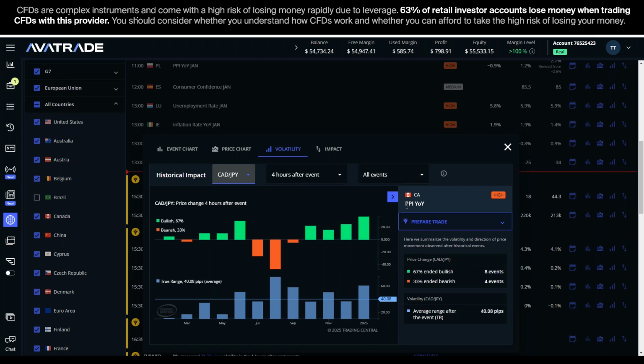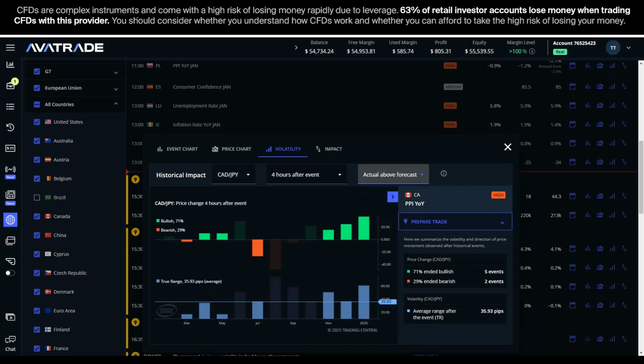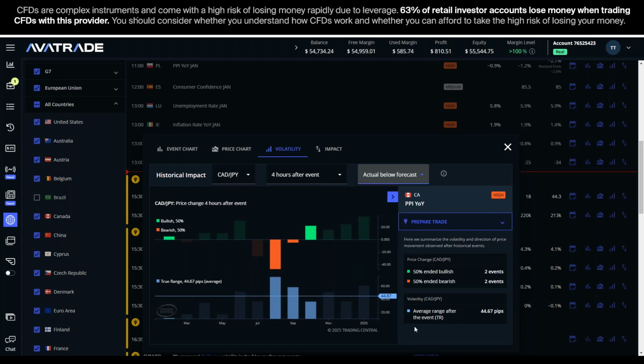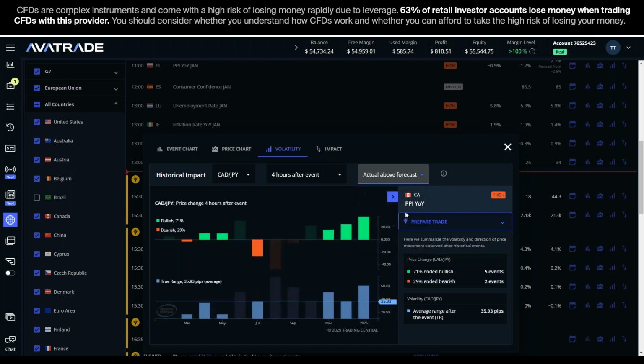PPI comes in, let's say, above forecast, 71% of the time, then the Canadian strengthens. It's not 50-50, it's 71%. So now all of a sudden it's nice with the Canadian JPY because we factored out the USD. If it comes in below forecast, 50-50. Okay, so I would only be interested in the Canadian JPY trade if this comes in above forecast.